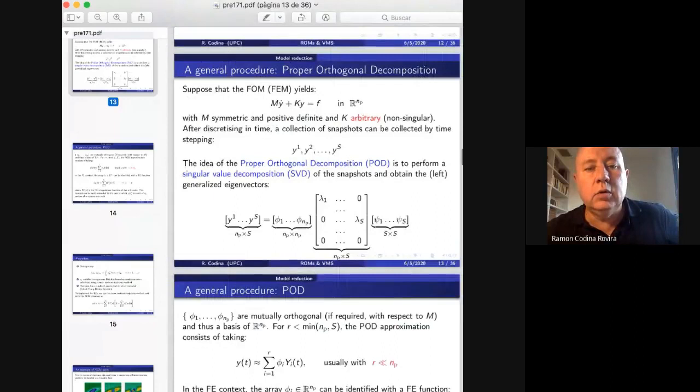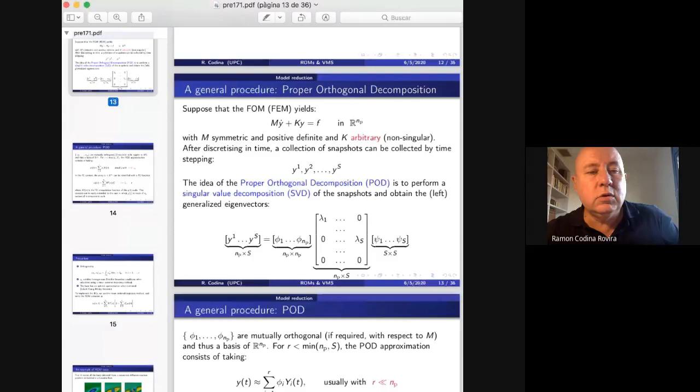I'm sure you could. Well, I haven't talked at all about that. What we use is something very classical. We use, as I said, POD, which is based on the singular value decomposition. And the singular value decomposition is based on the minimization of a certain Frobenius norm, as Alex was saying. But I haven't even written down this norm here. I'm sure you have many options there, but we don't have any experience at all in changing the norm in which you obtain the left generalized eigenvectors.